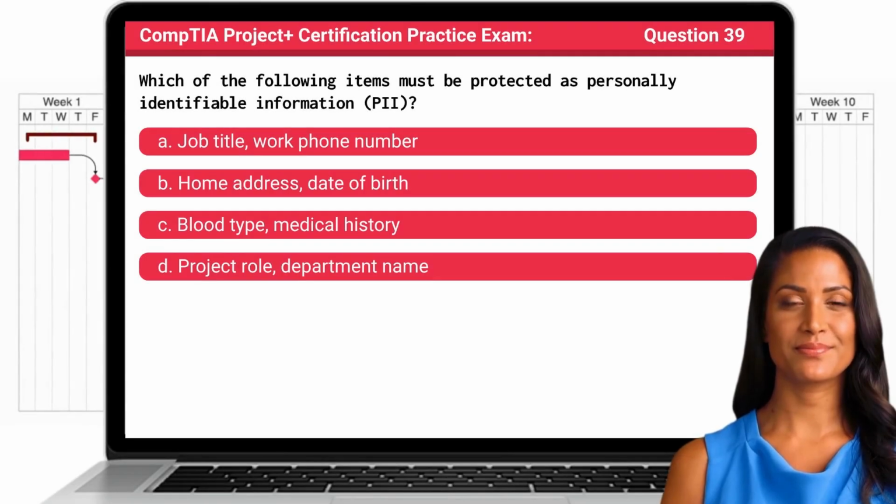Question 39. Which of the following items must be protected as personally identifiable information?